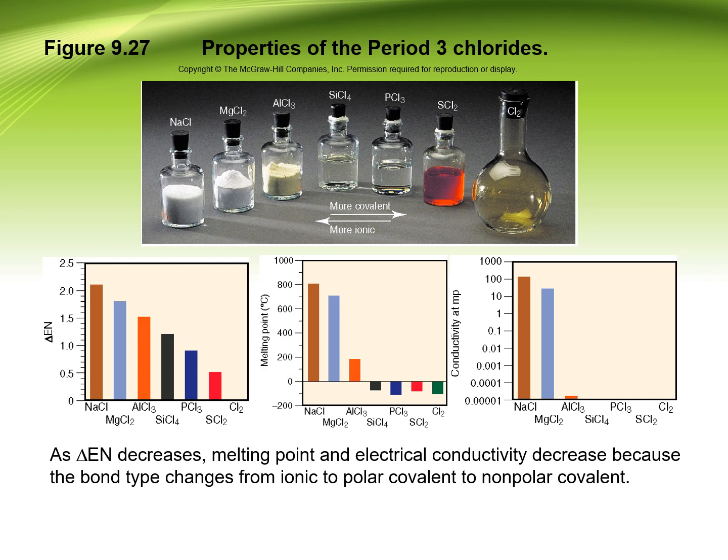Okay, this graph shows you the relationship between the electronegativity and the type of the bond. You can see here, as the electronegativity decreases, the type of the bond changes from ionic to covalent. Also, as electronegativity decreases, the melting point and the electrical conductivity also decrease because the bond type changes from ionic to non-polar covalent.